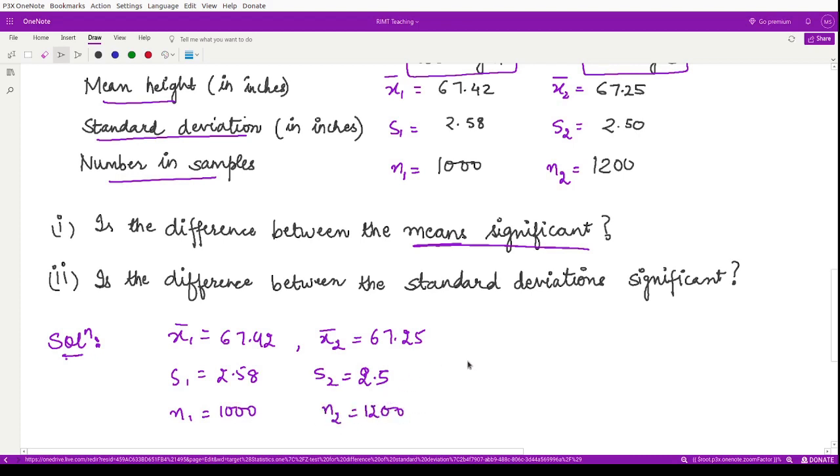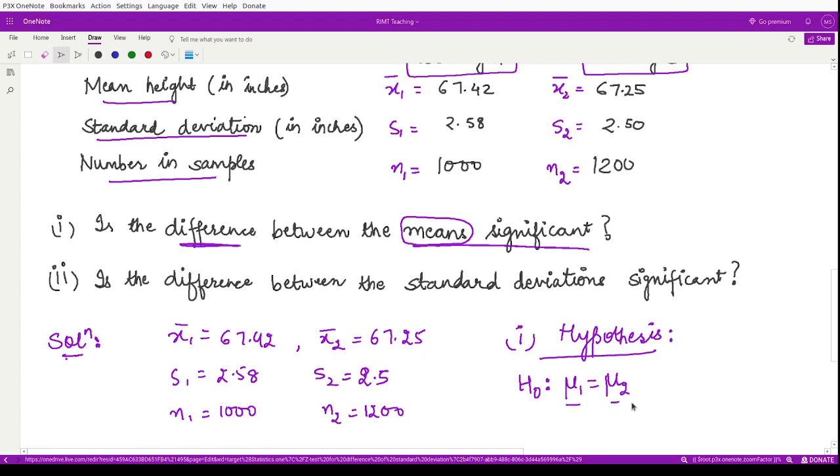Now, in the first case, you want to write down the hypothesis. So what could be your null hypothesis? Here you want to check the difference between means. So your null hypothesis would be that there is no difference between the means of the two populations. These means are from the populations, right? So this would be your null hypothesis. In words, it would mean that the sample means do not differ significantly.